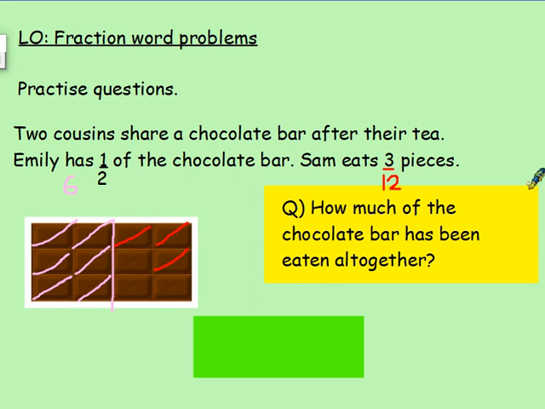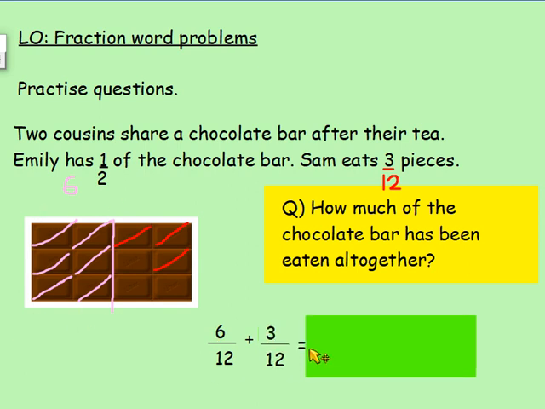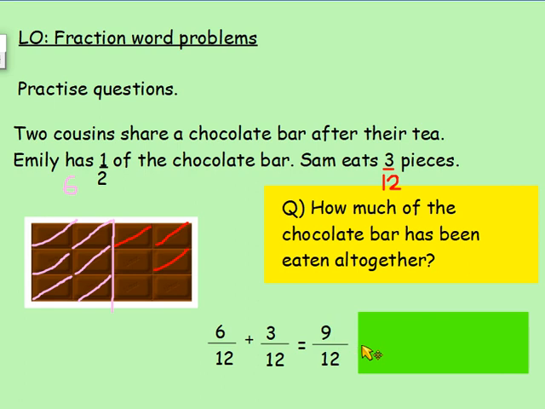So how many have they eaten all together? It's an add again. So 6/12, because half of 12 is 6, add 3/12 equals 9/12. So 9/12 is the answer. How many of the chocolate bar is left? If we're going to work that out, how many we've got left, how many pieces left? It would be 3 over 12.